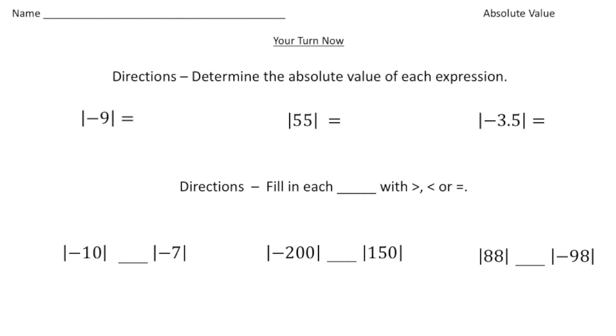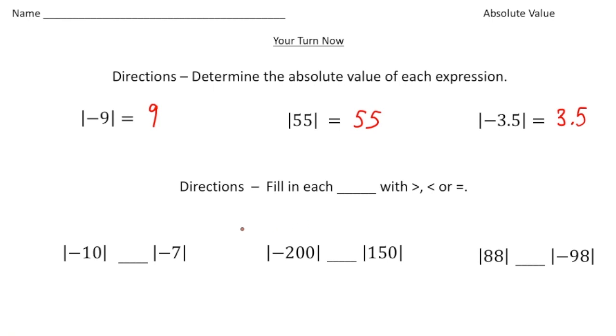All right, welcome back. Let's go over these practice problems. For the first three, you had to determine the absolute value of each expression. So the absolute value of -9 should have been just 9. The absolute value of 55 was 55. And then the absolute value of -3.5 is just positive 3.5, or 3.5. Simple as that.